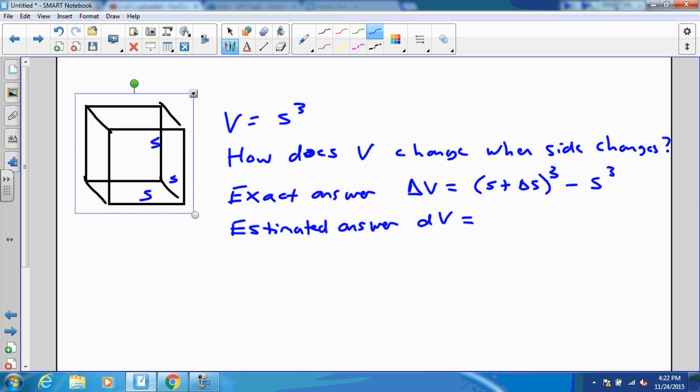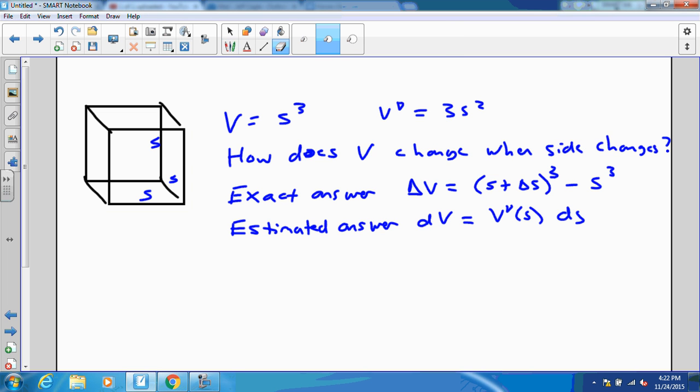superior to that is our estimated answer, which is going to be dV is equal to the derivative of the volume with respect to S, times ds. And since I know volume is equal to S cubed, then V prime is equal to 3S squared. And therefore I get my estimated answer, dV is equal to 3S squared ds. Very convenient, easy to compute.